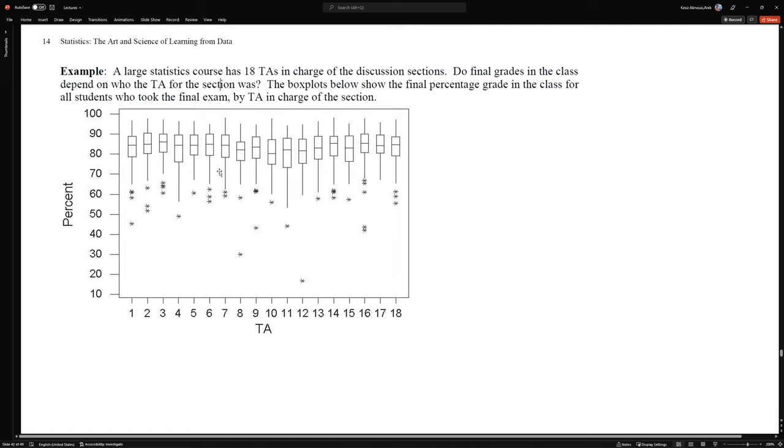And the last example for today is similar. Actually, no, it's not the last. So these are the TAs. It's a box plot, but for each TA, we have 18 TAs. The box plot shows the final percent grade in class for all students who took the final exam by TA in charge of the section.